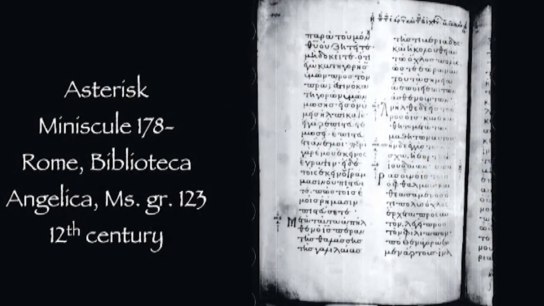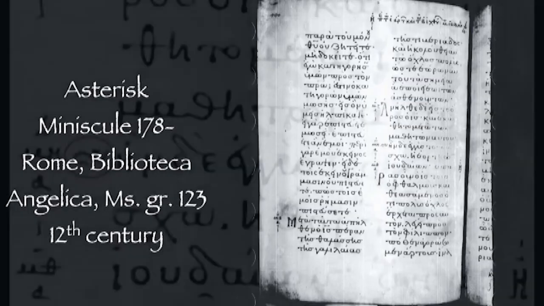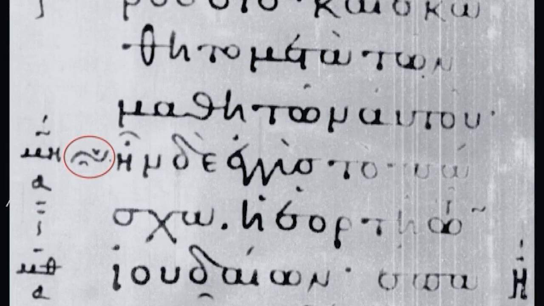Here's manuscript number 178. This one is in Rome in the Biblioteca Angelica, Greek manuscript number 123 from the 12th century. Notice these are all 11th, 12th century and around that time. And there, I'll zoom in and show you. You can see this is John 6:4. The last two words in the line are 'to pa' and then it says 'cha.' They actually broke the word in the middle. The Passover. And in the margin, we have the symbol we know as an asterisk.